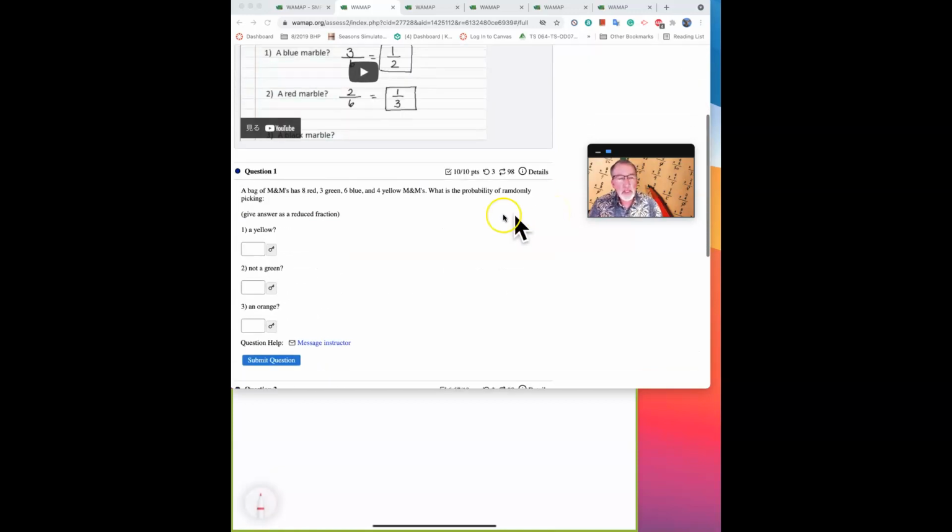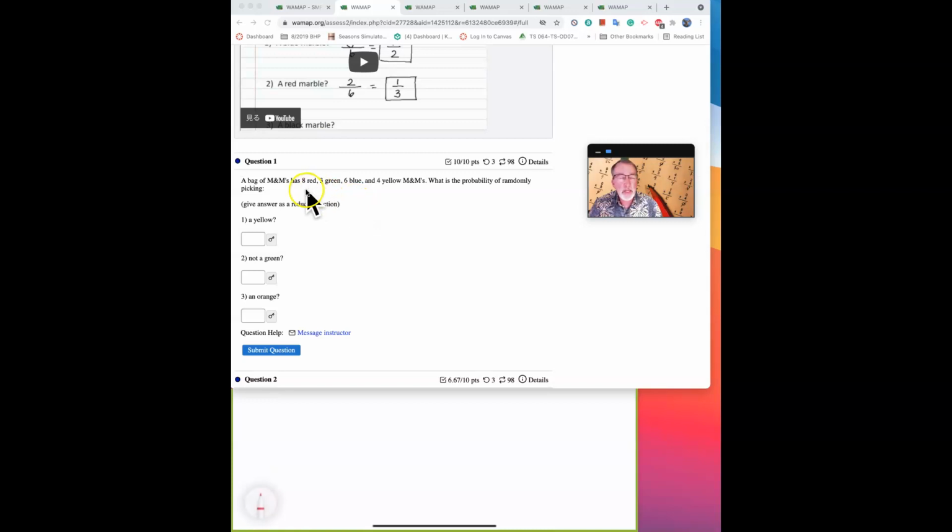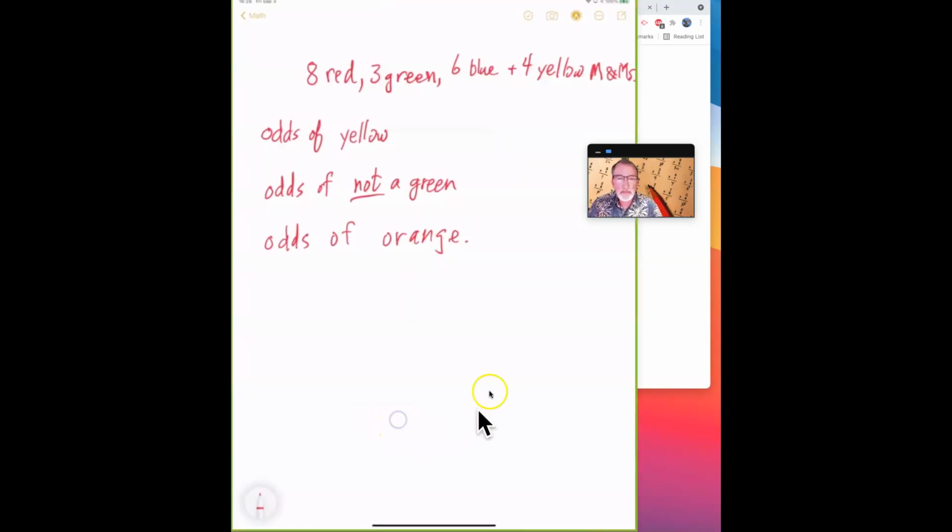In this problem we're asked to take a bag of M&Ms that has 8 red, 3 green, 6 blue, and 4 yellow M&Ms. And they're asking, what is the probability of randomly picking 1. A yellow, 2. One that is not a green, 3. An orange. So we're going to work through these. This is fairly simple. Let's take a look at the tablet.